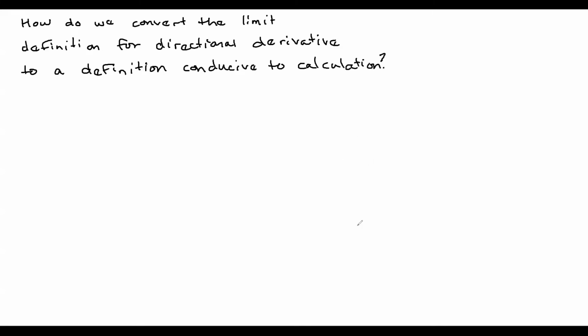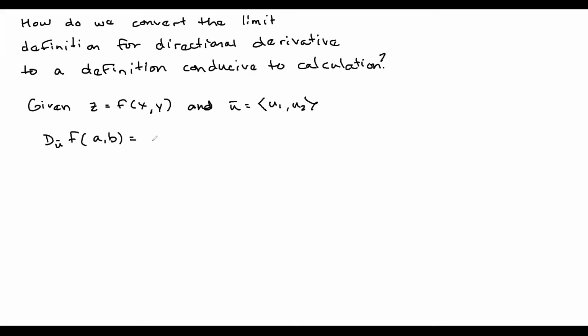So what we're going to do is make a claim and then see if we can prove that claim. Okay, so what is that claim going to be? Given z equals f of (x, y), and we have a unit vector for the direction, (u1, u2), then the claim is that the derivative in the direction of the unit vector for the function f at (a, b) is equal to the partial with respect to x at (a, b) times u1, plus the partial with respect to y at (a, b) times u2.